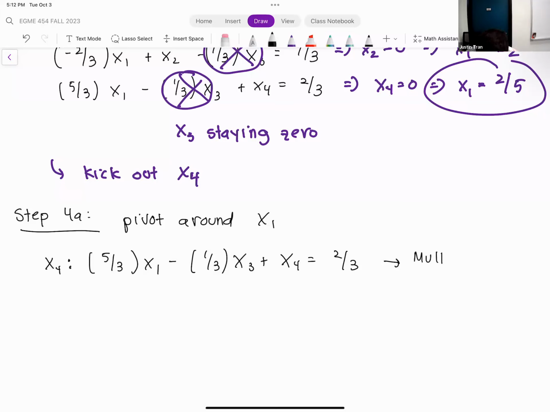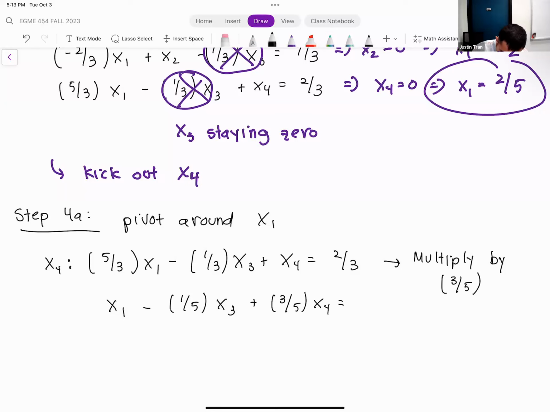Let's multiply by 3/5. All right, so if you multiply by 3/5, we get x1 minus 1/5 x3 plus 3/5 x4 equals 2/5.